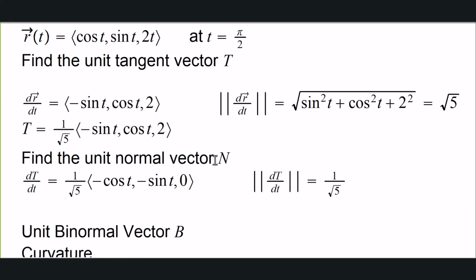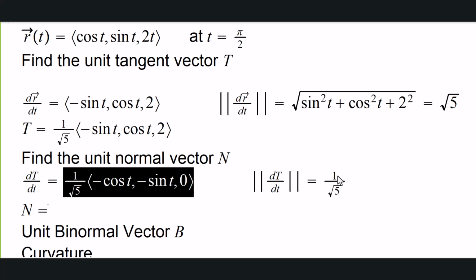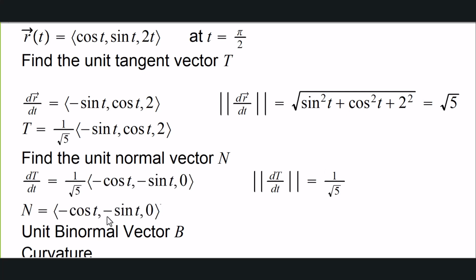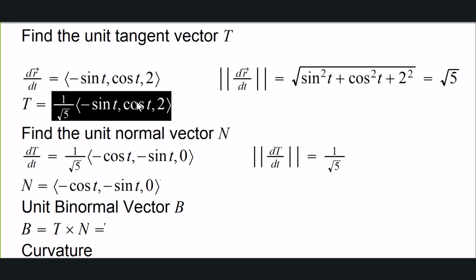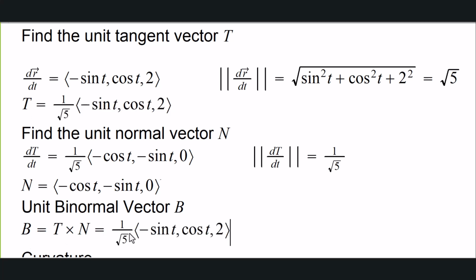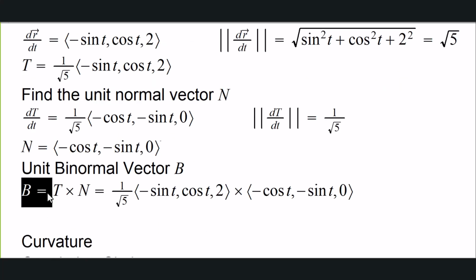So our normal vector would be simply this vector divided by the magnitude. So 1 over square root of 5 will cancel, and that's what we get for the unit normal vector. Now for the binormal vector, B is simply T cross N. So that is the cross product of this vector with this. I'll do the substitution t equals pi over 2 in a minute.